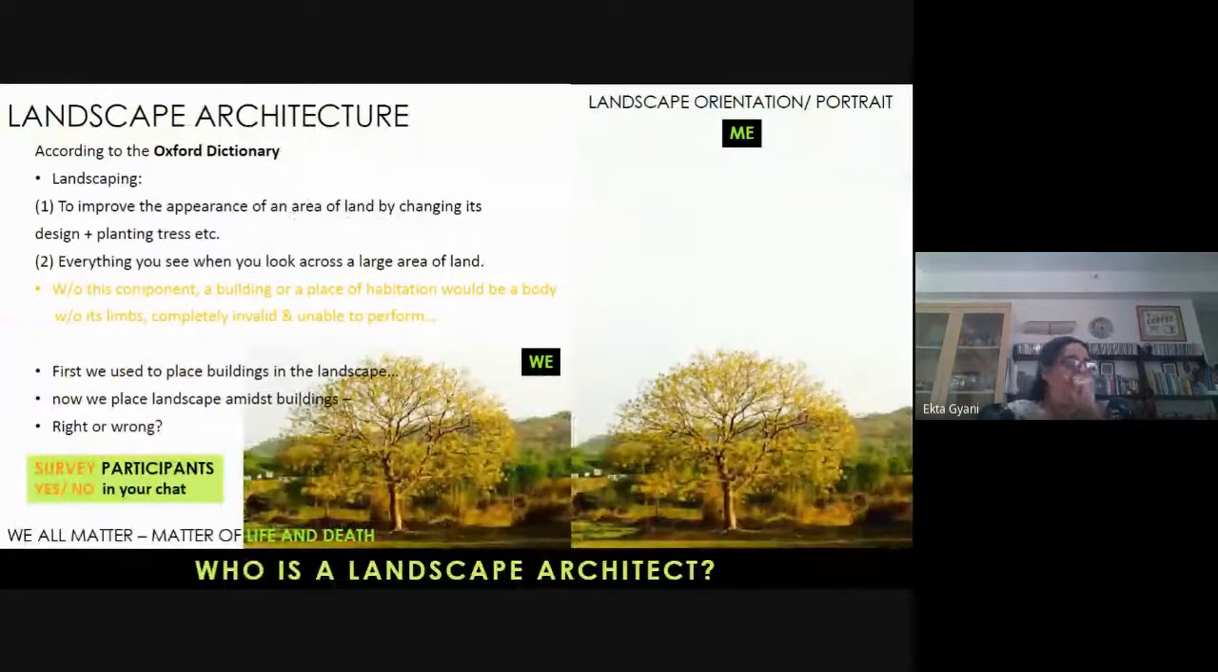According to the Oxford Dictionary, landscaping is one, to improve the appearance of an area of land by changing its design and planting trees. How myopic. Two, everything you see when you look across a large area of land. So do you agree, without this component called landscape architecture, a building or a place of habitation would be a body without its limbs, completely invalid and unable to perform?